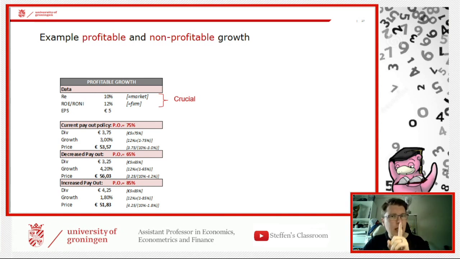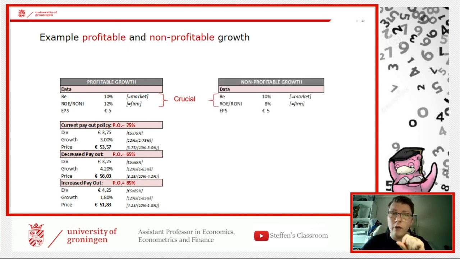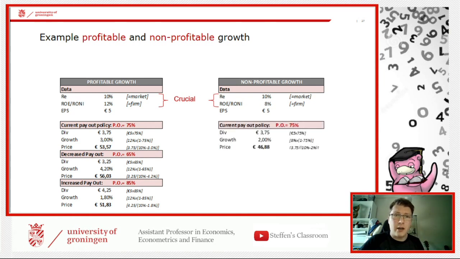Now, that was the case where ROE was higher than RE. What now if I flip it around? RE I keep the same. That's observed in the market, right? But now we see that the firm's ROE has dropped to 8%. What happens when I change my payout policy now? We see first standard, 75%, that's the benchmark here. We see now growth is 2%. Dividend is of course the same, 3.75, because that's 75% payout. And now inputting this in the dividend discount model, you get 46.88.